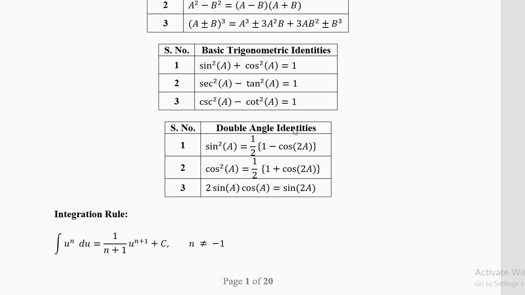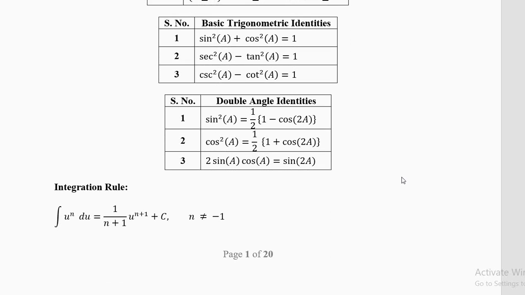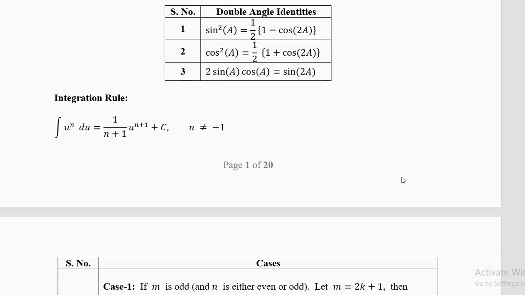Then we have the double angle identities. Now sine square a equal to half of bracket 1 minus cos 2a, cos square a equal to half of bracket 1 plus cos 2a, and 2 sine a cos a equal to sine 2a. So frequently we'll be using these identities which I have read out to you. In one question we might need 2 or 3 of these identities.